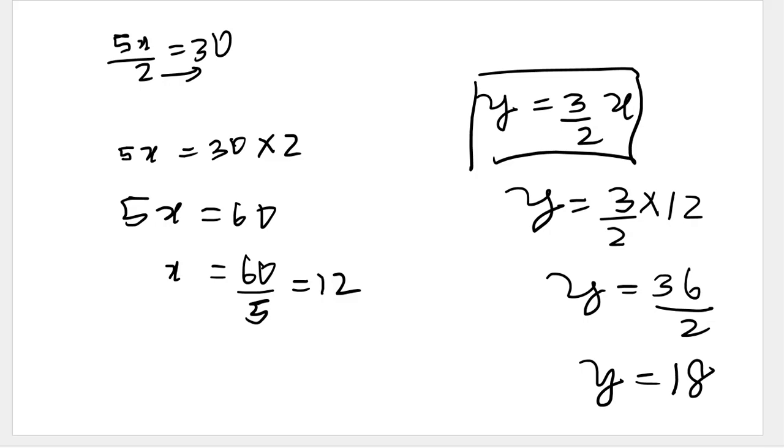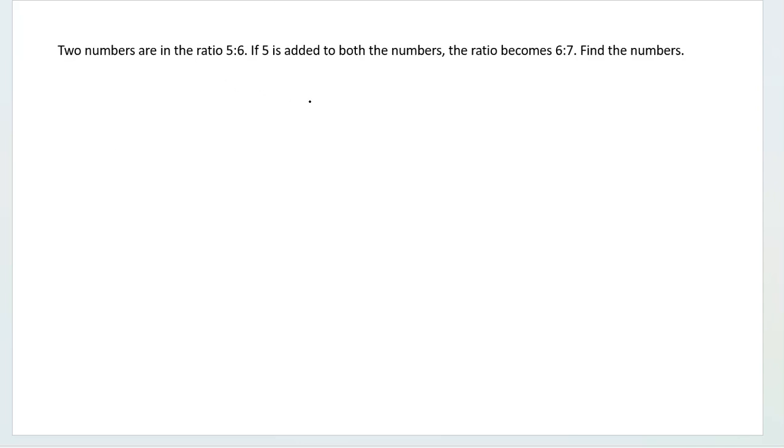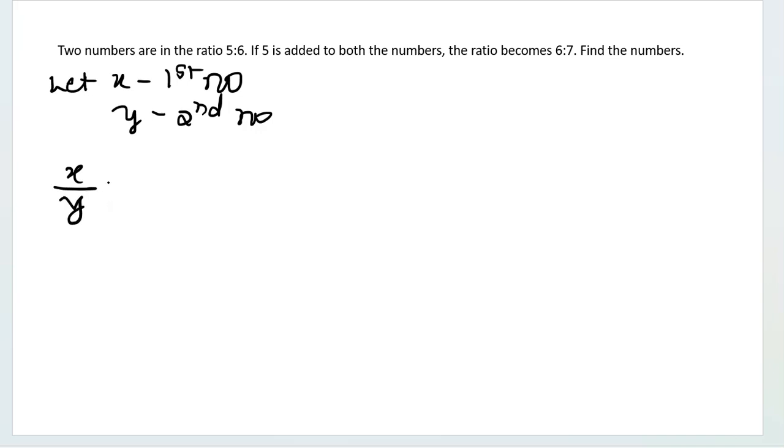We move to the next problem. Two numbers are in the ratio 5:6. If 5 is added to both the numbers, the ratio becomes 6:7. Find the numbers. So we are again not given the numbers. So let x be the first number and y be the second number. Two numbers are in the ratio 5 is to 6. So again we say x upon y is written as 5 upon 6.